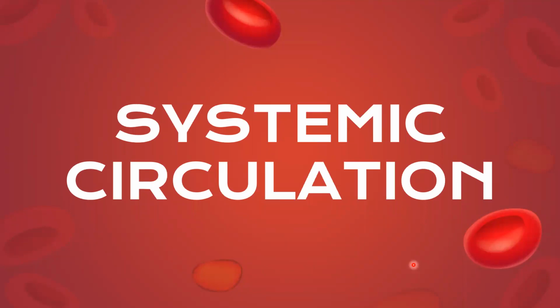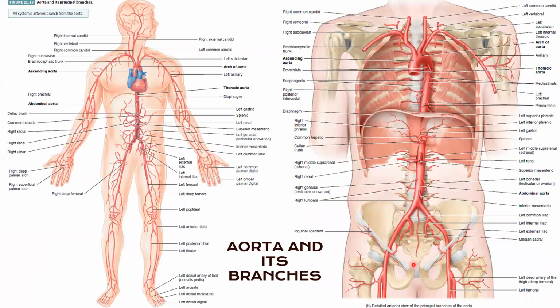Now let's proceed to the systemic circulation through the different branches of the aorta. The aorta, again, arises from the left ventricle. So blood from the left ventricle passes the aortic valve to the aorta, and your aorta has different branches going to the neck, to the head, towards the upper extremities, towards the abdomen, and towards the lower extremities.